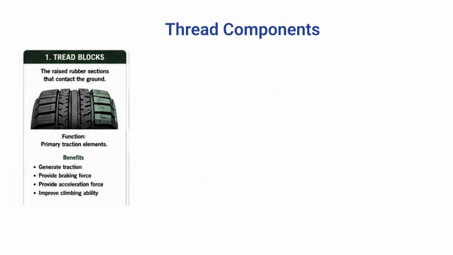This image explains 4 important elements of a tire tread pattern and how each contributes to mobility. First are the tread blocks. These are the raised rubber sections that directly contact the ground. They generate traction for acceleration, braking, and climbing. Larger blocks generally provide better durability and grip on rocks, while smaller blocks offer a smoother and quieter ride.